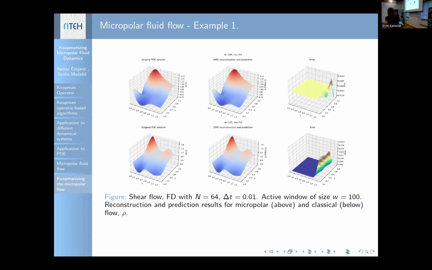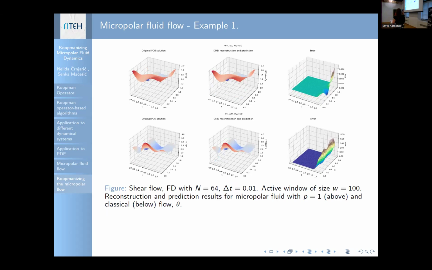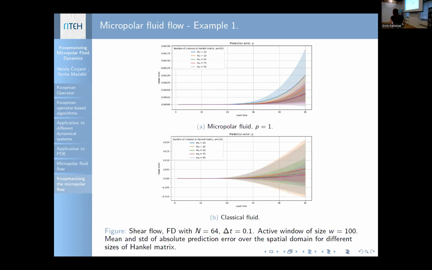Similarly is the case for the classical fluid. You can see here that the error is a bit larger than in the micropolar case, which I did not expect, but this is just another variable. This is theta that measures temperature. You can see that in both cases, for micropolar and for classical fluid, actually, how this error depends on the number of columns in the Hankel matrix. By increasing the number of columns, actually the error decreases.